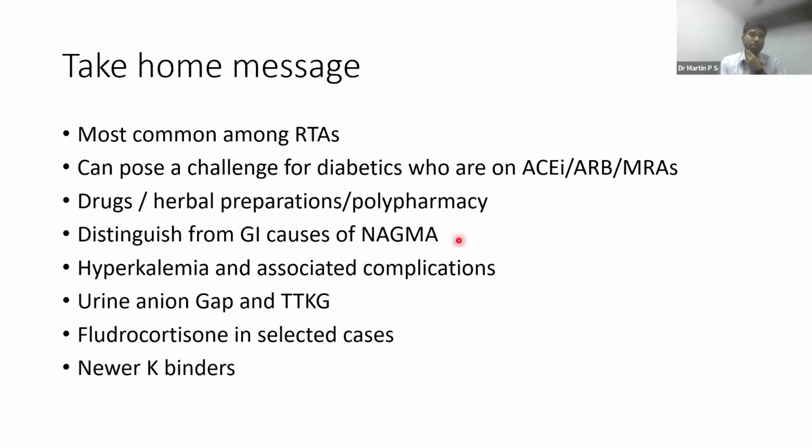So take-home message is, it is the most common form of RTA. The type 4 RTA of diabetes can cause challenges in diabetics who are having all these drugs. You should carefully look for a drug history and make sure that the GI causes are ruled out. Hyperkalemia and associated complications are ruled out, and urine anion gap and TTKG are things which are of importance in the clinical sense, but nowadays not used very frequently. Fludrocortisone can be used in resistant cases. Newer potassium binders are coming up.